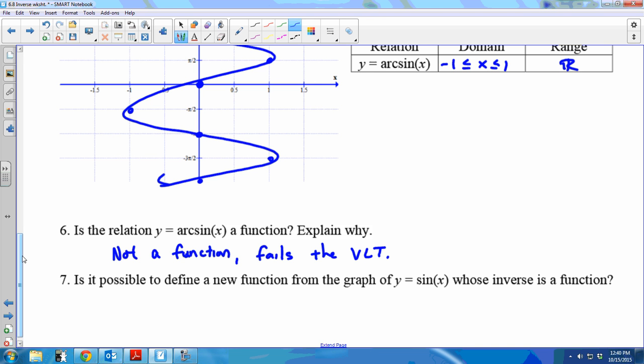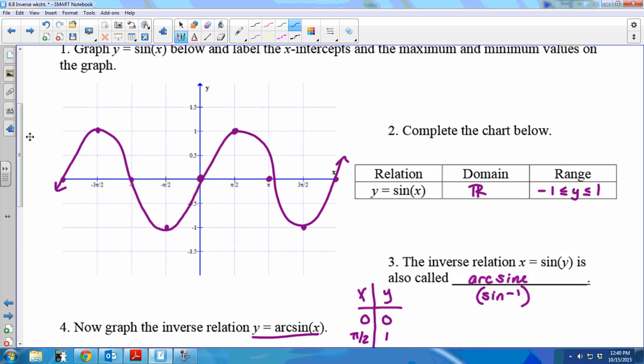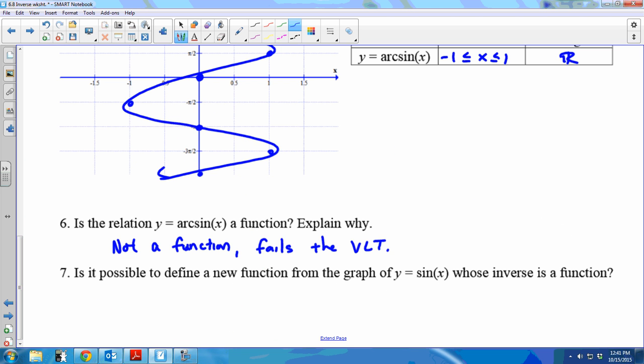And number 7, it says, is it possible to define a new function from the graph of y equals sine x whose inverse is a function? That's a weird question, and I don't expect people to answer it the way it's written. All it's saying is, if you go up to sine, could you take a piece of it and then do the inverse so that the inverse was a function? And the answer is yes. I could just pick a section. As long as you do the section appropriately, then it won't repeat itself when you do the inverse, and so you won't fail the vertical line test anymore. So the mathy way of saying that is yes.